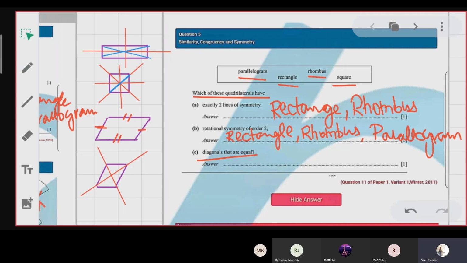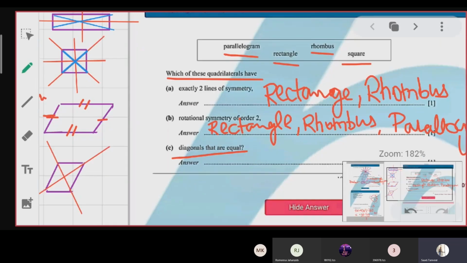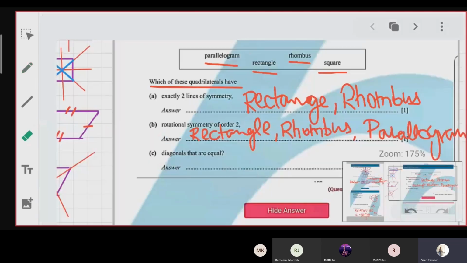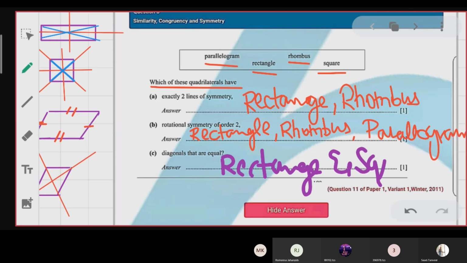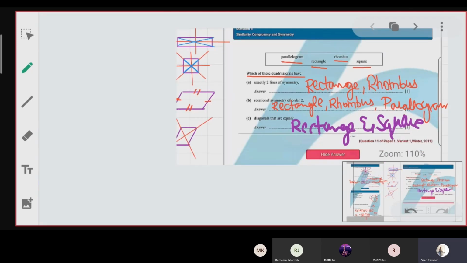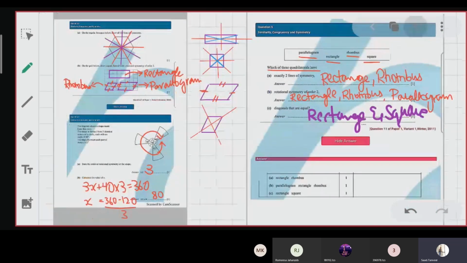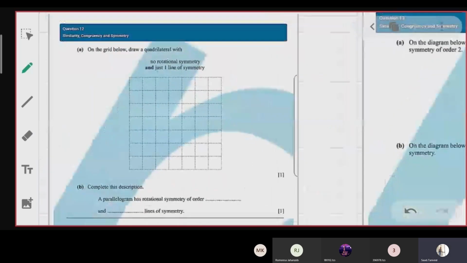Rectangle and square. Yes, excellent. Rectangle and square have the same length of diagonals. So in the following blank we are going to write rectangle and square. You can clearly see it in the figure as well. Okay, easy one. Now moving towards the next part, that is this one.